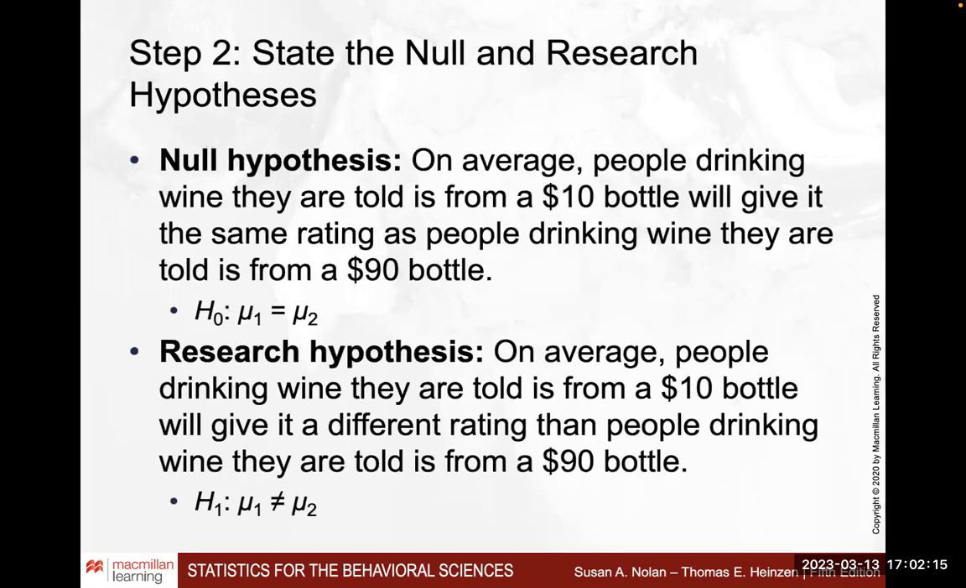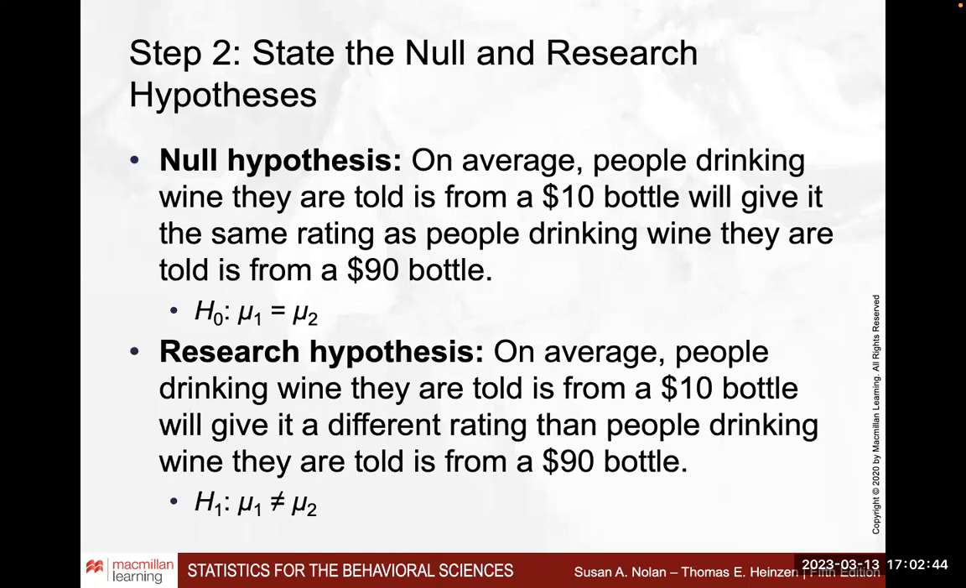So the null hypothesis here is that people who are told they're drinking wine from a $10 bottle will give it the same rating as people drinking wine they are told is from a $90 bottle. So sample mean 1 equals sample mean 2. I am somewhat reluctant to call it a mu because it's not a population, but I'm assuming that the sample means are reflective of the actual population mean.